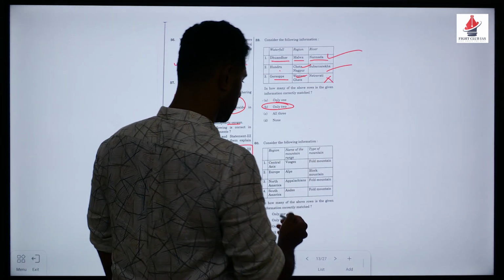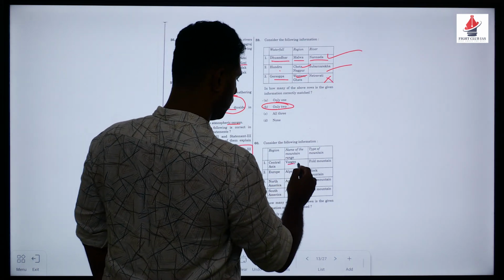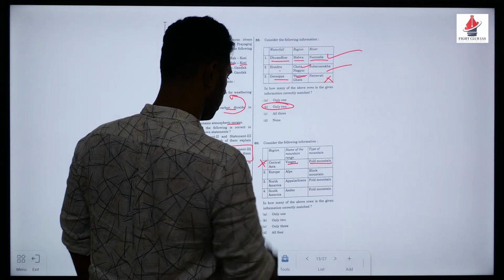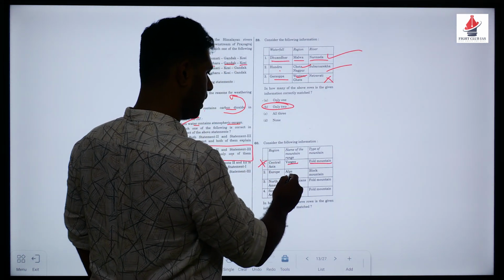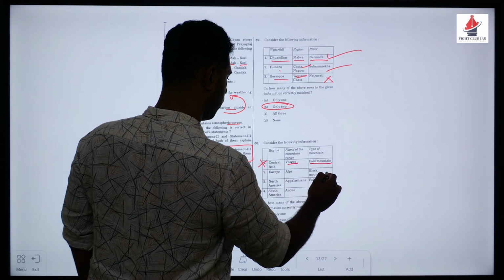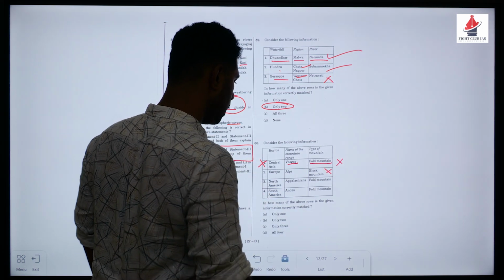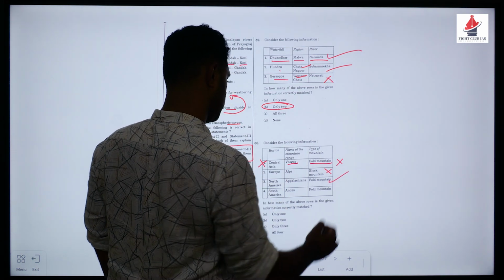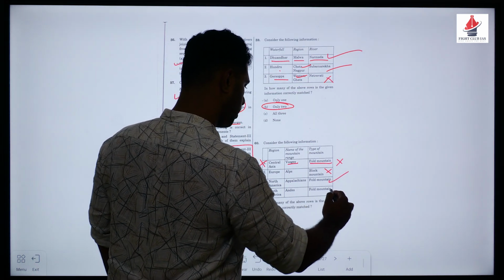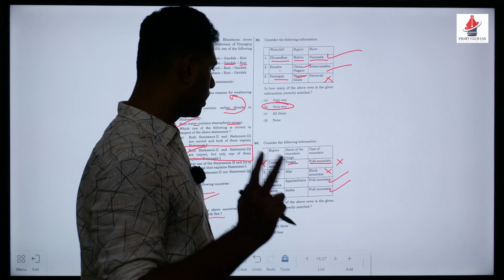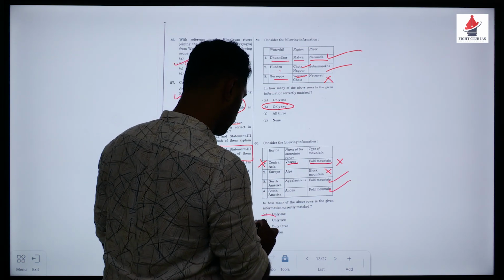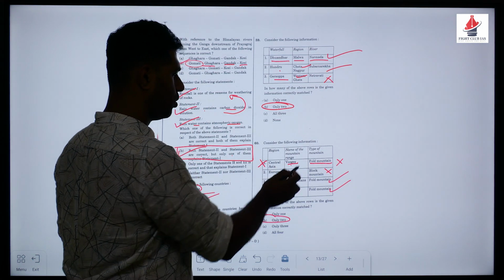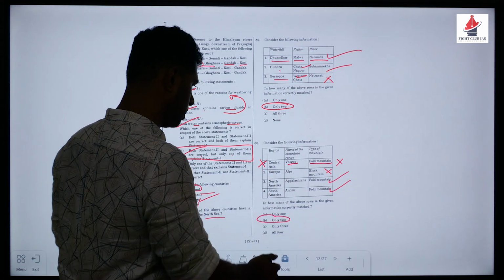Consider the following information again. Central Asia, Host, is it a fold mountain? No. 1 is wrong. Europe, Alps and Block Mountain. Alps is a fold mountain. This is also wrong. North America, Appalachians, fold mountain. Yes. South America, Andes, fold mountain. Yes. So 2 are correct, 2 are wrong. Only 2 is the answer. Clear? Was just there in Europe. It's not there in Central Asia.